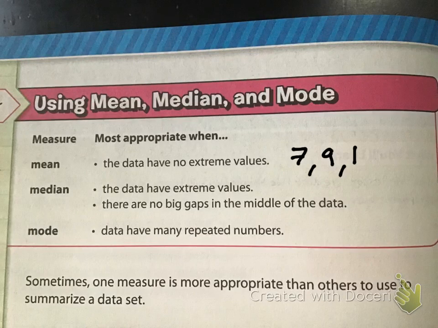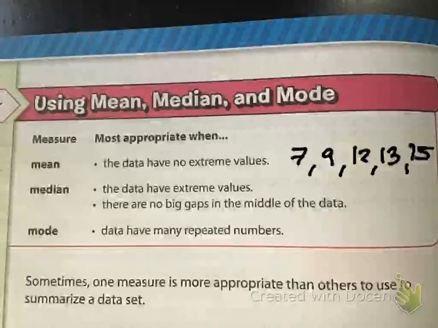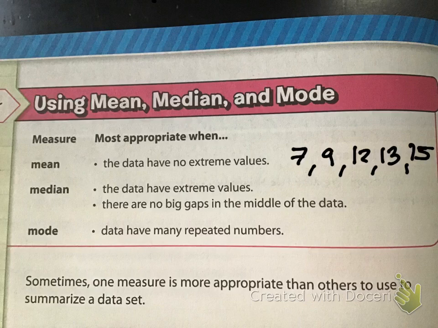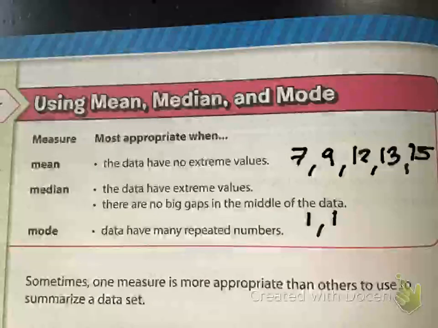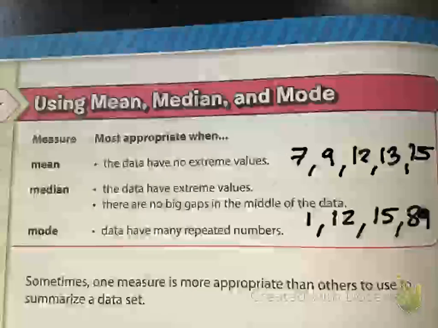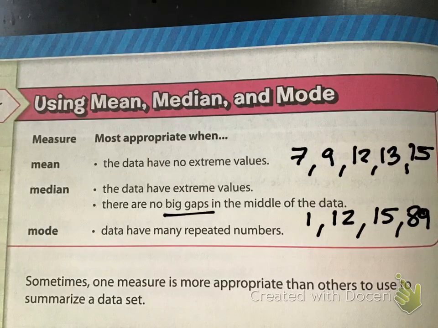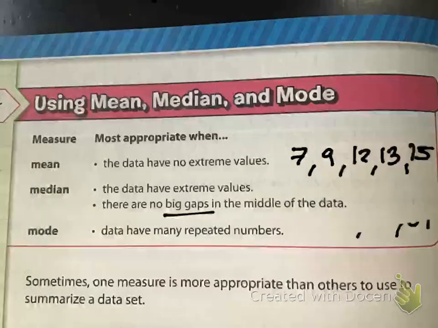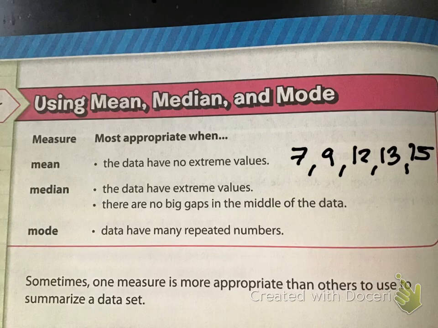7, 9, 12, 13, 15. But if we had stuff where the data has extreme values, I'm going to have 1, 12, 15, 89. The data has extreme values. However, there are big gaps in the middle of this data. So it wouldn't necessarily be the greatest, but it'd still be better.